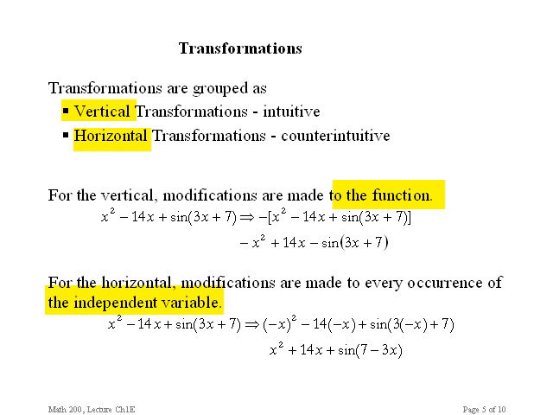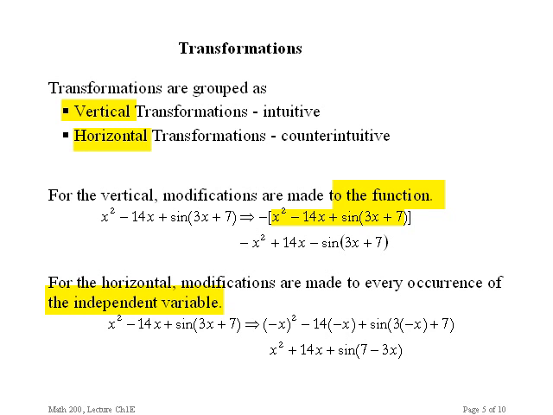I'm going to make the vertical modification of rotating this function, rotating the graph about the x-axis. To do that, I multiply the entire function by minus 1. So you'll see here I put the function in brackets, put the minus 1 on the outside. Now you can go ahead and do the algebra. That would make a vertical modification.